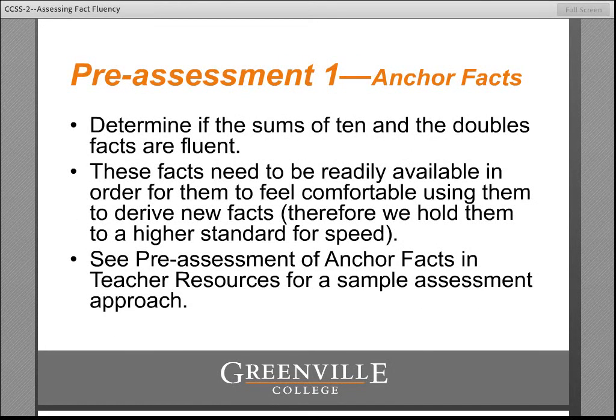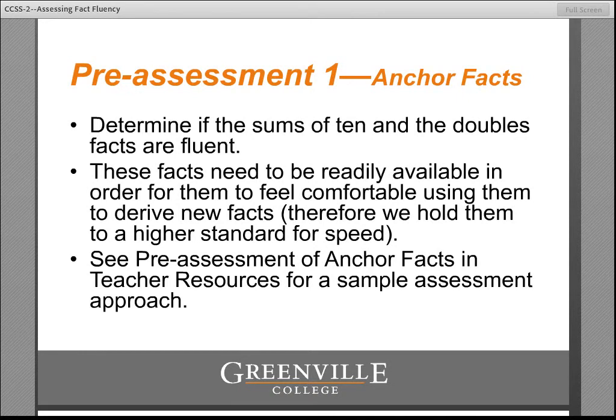So I have a series of 3 pre-assessments, and they could be done 1 per week or just periodically, 1 every few days, so that you can begin to gather that data. I'm suggesting 3 different pre-assessments, but they shouldn't take very long. The first pre-assessment elicits information about the extent to which children have readily available retrieval of their anchor facts.